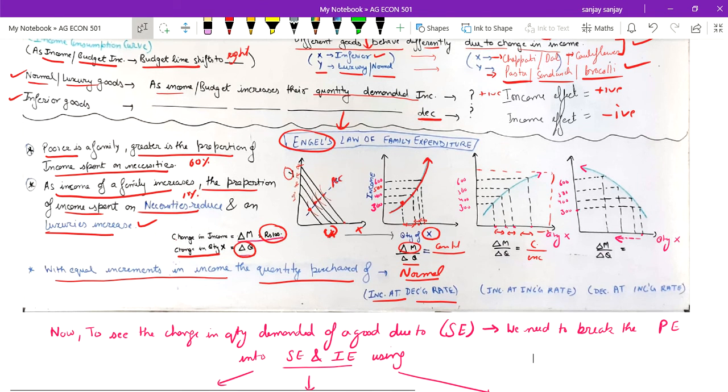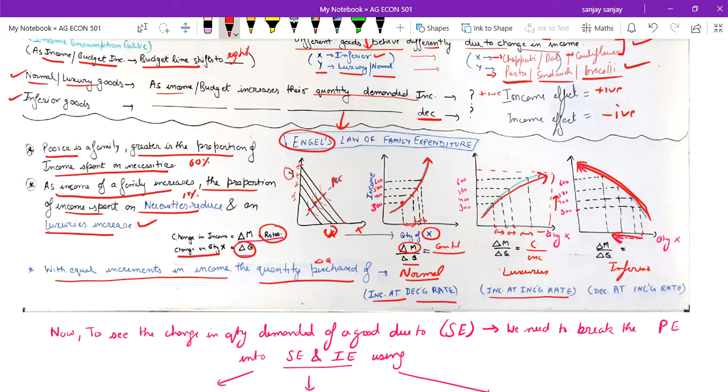So, with equal increments in income, the change in quantity demanded of luxuries increases at an increasing rate. The quantity purchased, that is delta Q, increases at an increasing rate. And for inferior goods, as your income increases, the quantity demanded actually reduces. So the shape becomes like this. Earlier, the shape in case of luxuries was like this. And in case of inferior goods, the shape is backward, moving backwards towards the y-axis. So the quantity purchased of inferior goods decreases at an increasing rate when your income increases steadily. All that this proves is when you get rich, you'll be buying less of inferior goods and more of normal goods and luxury goods, which the law says.